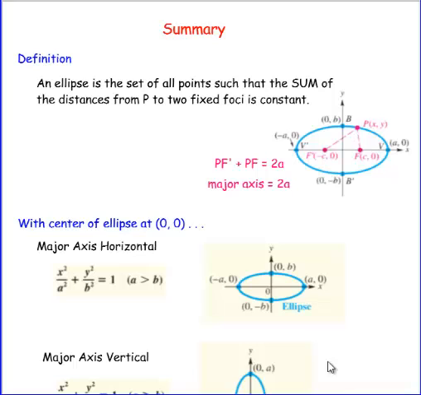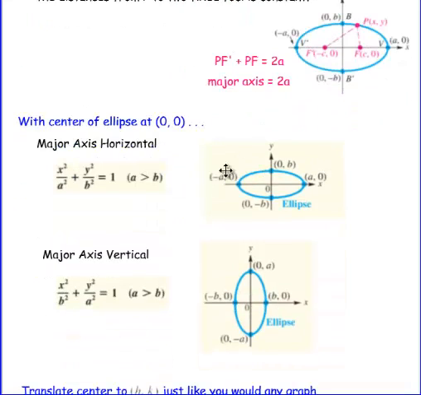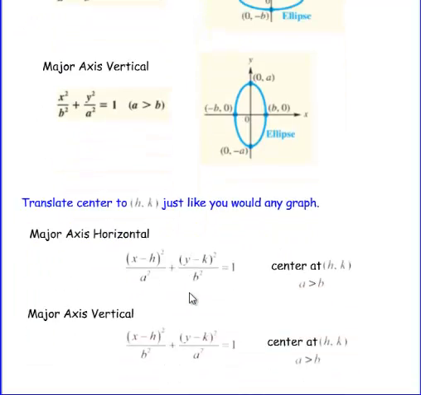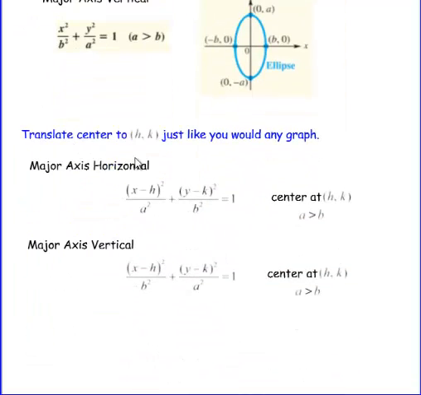So here's just a summary slide, reviewing some of those things we talked about at the very beginning, talking about the major axis being horizontal or the major axis being vertical, and then the equations when your center is not at 0, 0, when you have an h, k center, and what they would look like in that case.